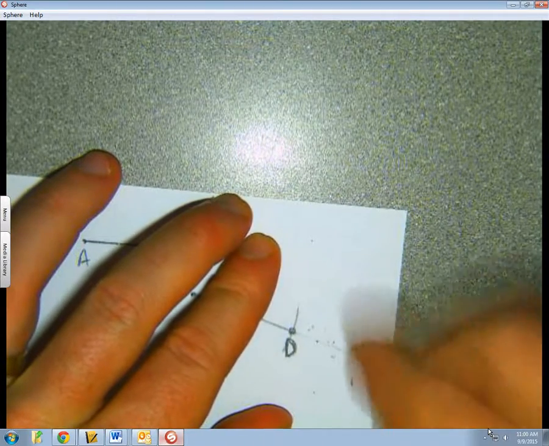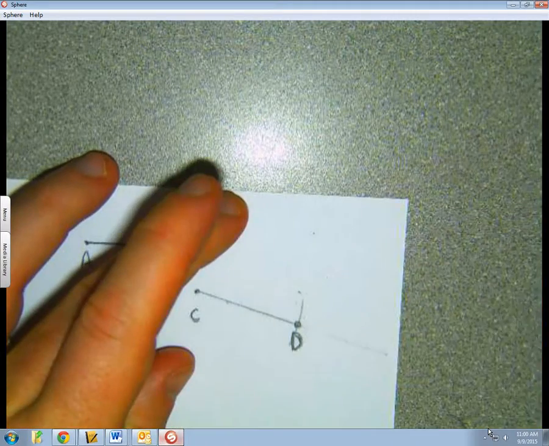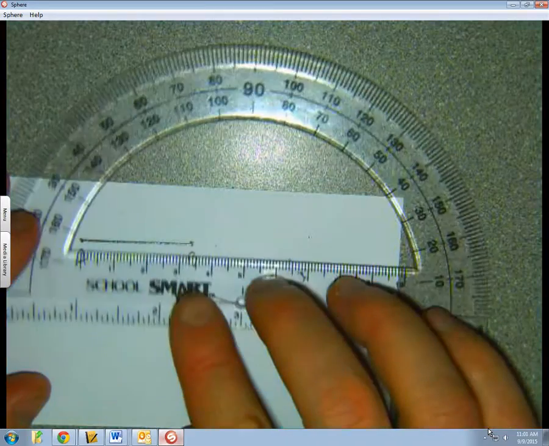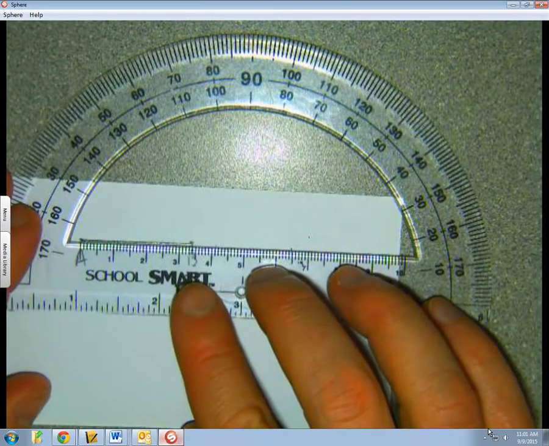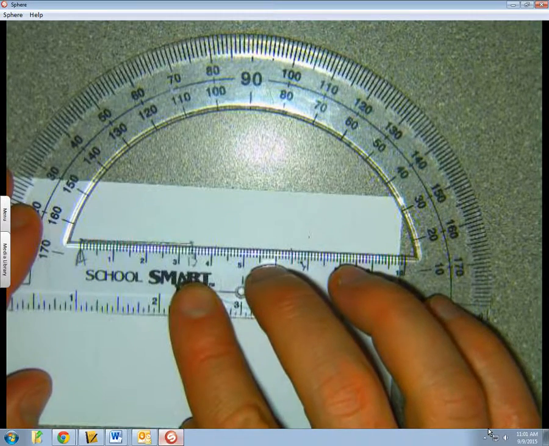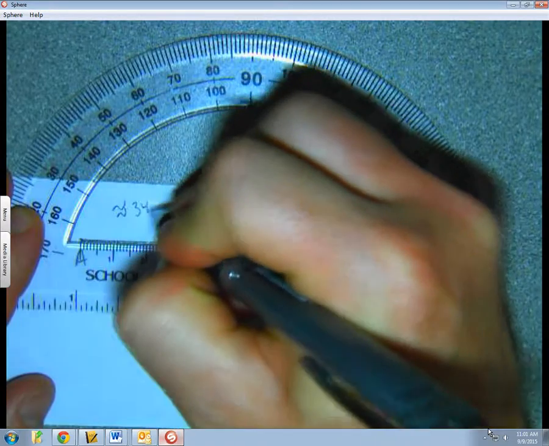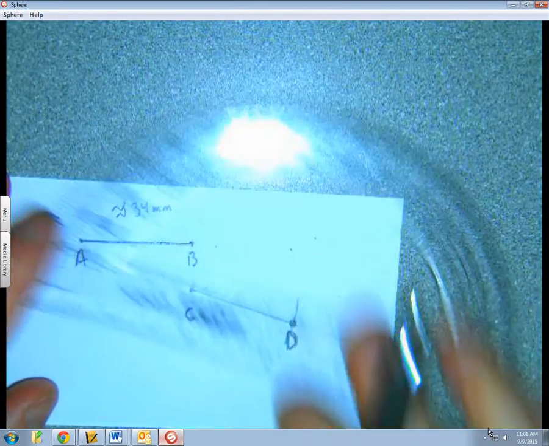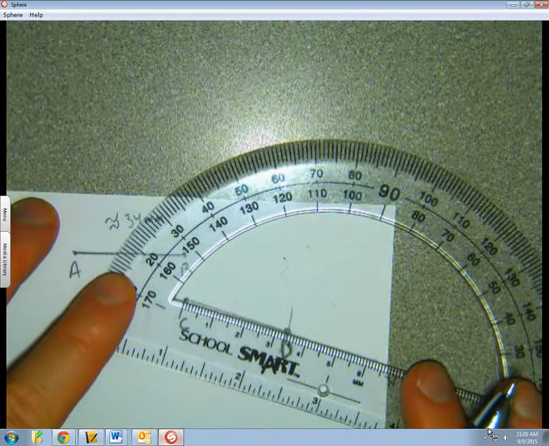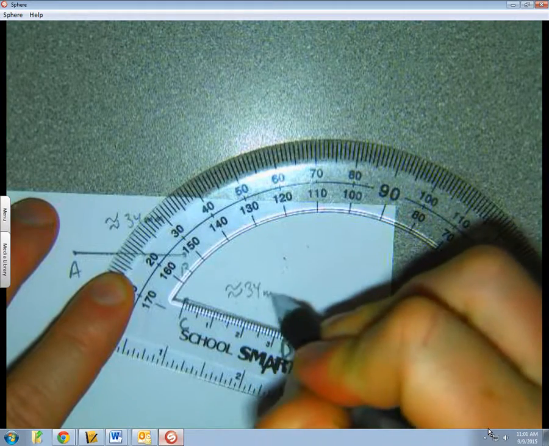And just because I'm like that, I'm going to measure in millimeters, and it looks like I've got about 34. I'll measure this one, and it looks pretty good. I'm about 34 millimeters there. So yeah, pretty congruent, pretty much the same.